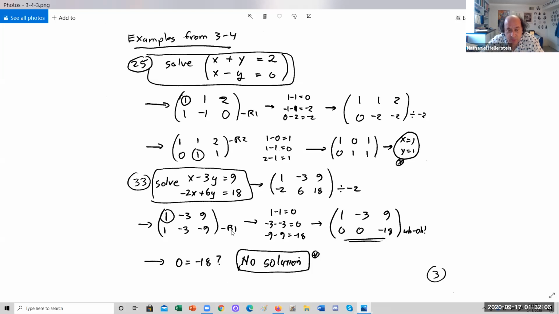To get rid of this, we'll subtract row 1 from row 2. 1 minus 1 is a 0. There's a 0. Negative 3 minus negative 3 is also a 0. There's a 0. Negative 9 minus 9 is a negative 18. Uh-oh, we have a problem. This last row translates back to 0 equals negative 18. An absurdity, therefore the original equation was absurd, and therefore there's no solution. So this is an equation system without solution.